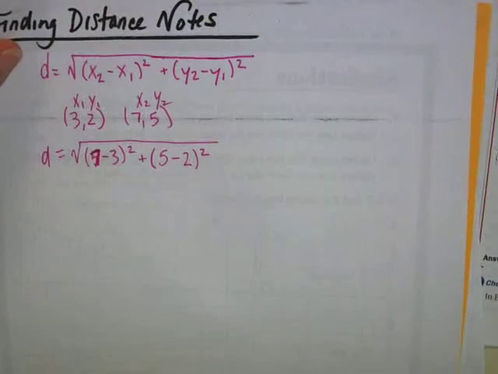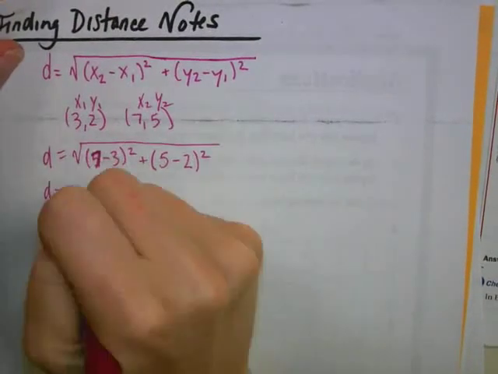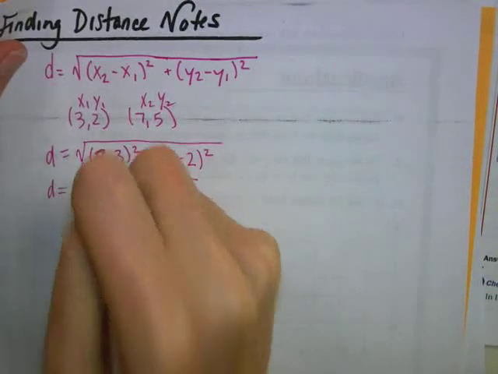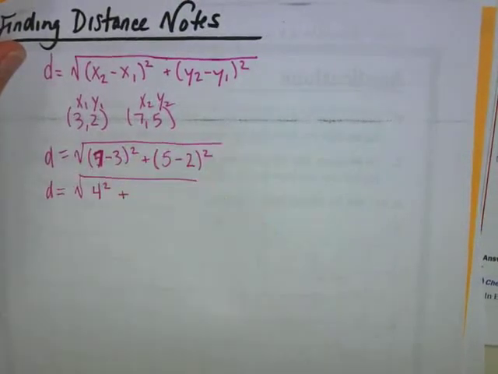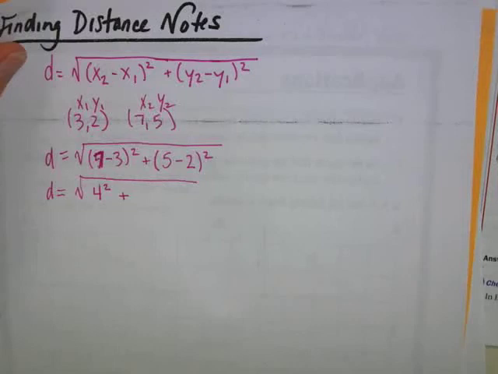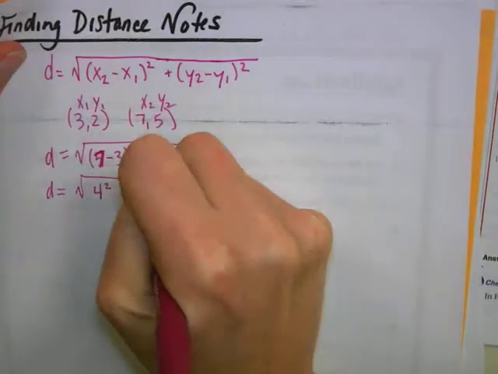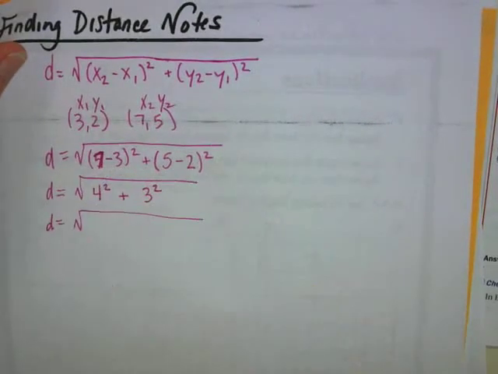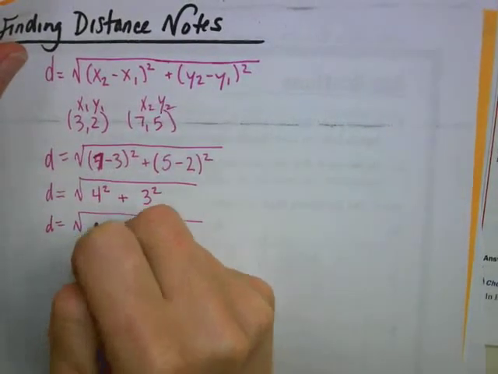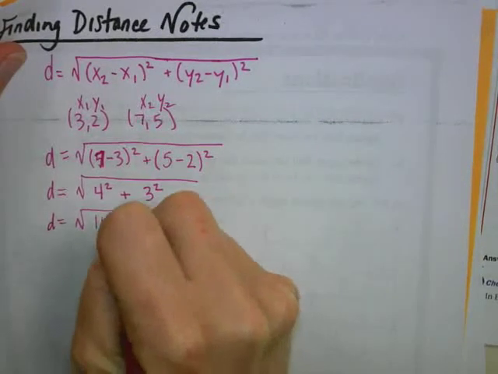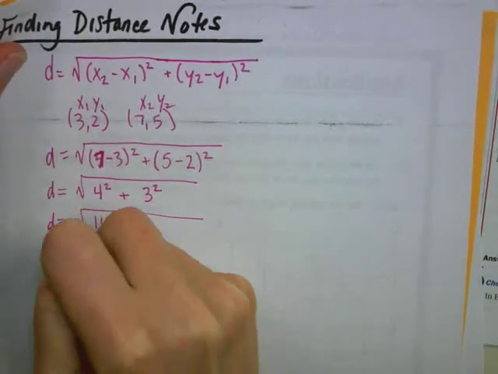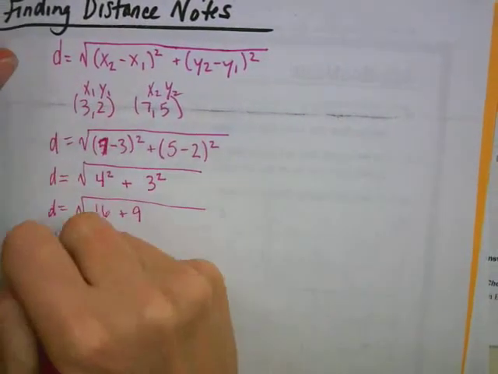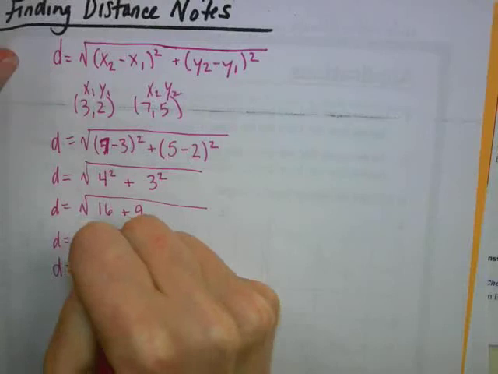Okay, so now you remember your order of operations. Parentheses are first. 7 minus 3 is 4, and that's going to be 4 squared. Plus sign gets rewritten because we're not to that yet. 5 minus 2 is also in parentheses, so that's 3, the quantity squared. All right, next step, order of operations. Exponents are next. 4 times 4 is not 8, right? It's 16, plus 3 times 3 is 9. Now we have the square root of 25. What times itself is 25? 5. So those 2 points are 5 units apart.